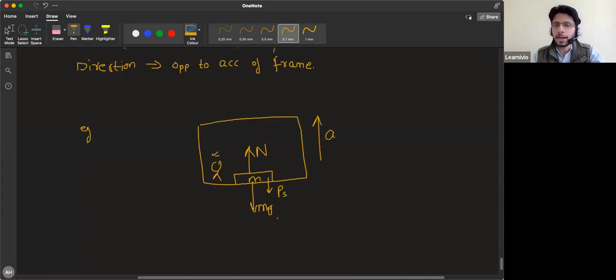Now, if I ask you to write the equation of motion, since the system is going upwards, you will take upwards as positive: minus mg, minus this pseudo force, which is equal to mass of body multiplied by. Marita, what is the acceleration of this box with respect to this observer?